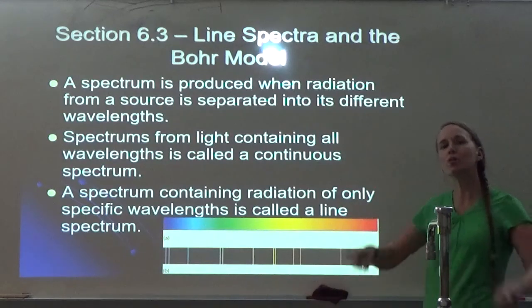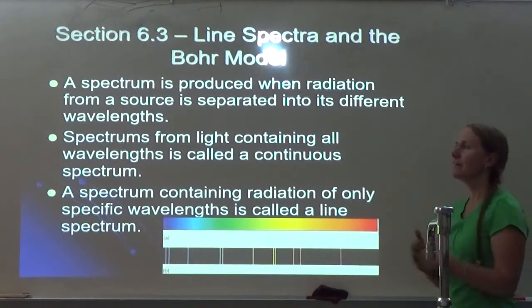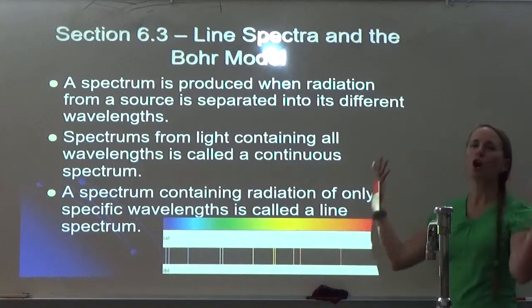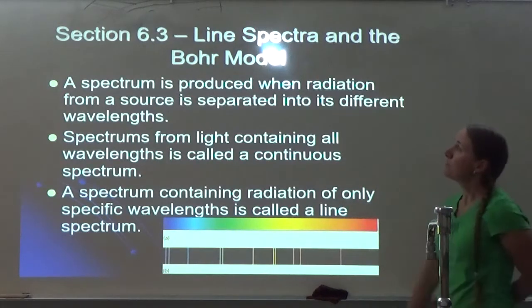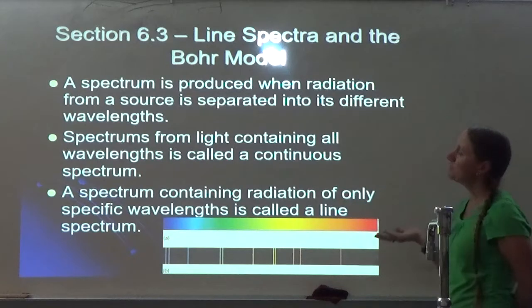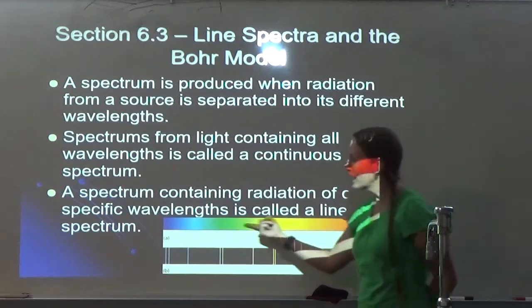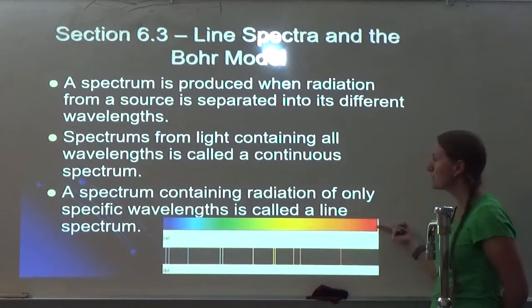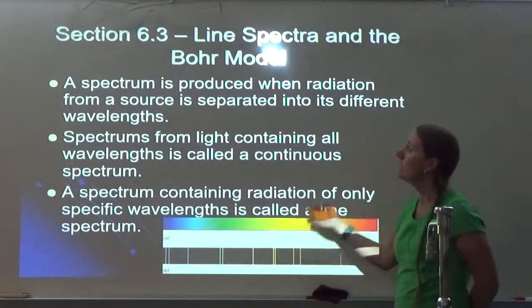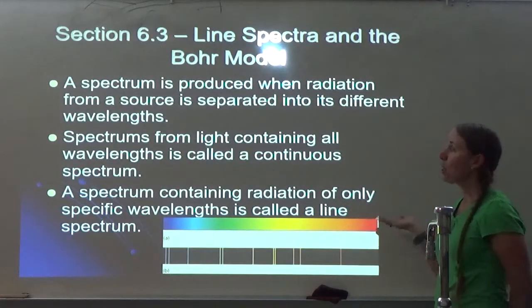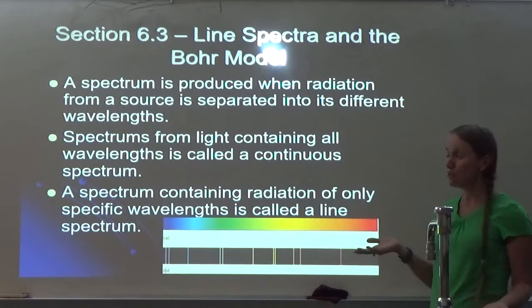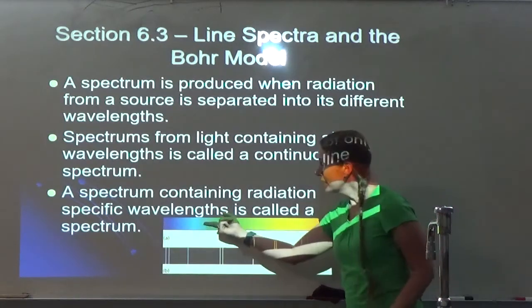Of course, the higher you go into chemistry, you'll learn that chemistry, physics, and calculus all merge into one at that point. A spectrum is produced when radiation from a source is separated into its different wavelengths. If we take white light and pass it through a prism, we'll see all the colors of the rainbow. A spectrum from light containing all wavelengths is called a continuous spectrum. So this would be a continuous spectrum.